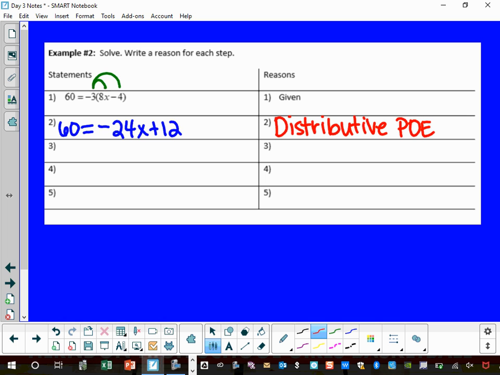Are you guys understanding what we're doing here? All right, now what? Subtract 12. Good. We're going to subtract 12 from each side. So what's 60 minus 12, Diana? 48. Equals negative 24x. All right, Diana, what property do we just do? Subtraction property of equality. Good.